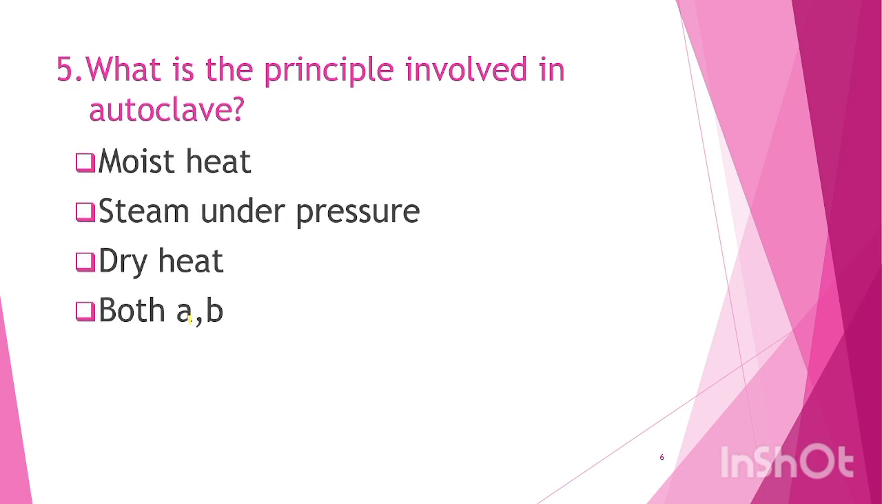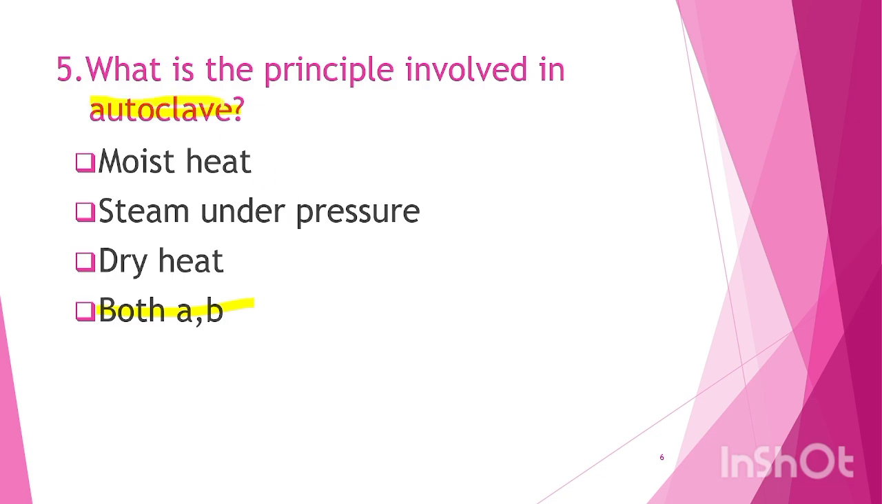Next, the fifth one. What is the principle involved in the autoclave? The options are moist heat, steam under pressure, dry heat, and A and B. The correct answer for this question is both A and B: moist heat and steam under pressure. Let's go with the autoclave.